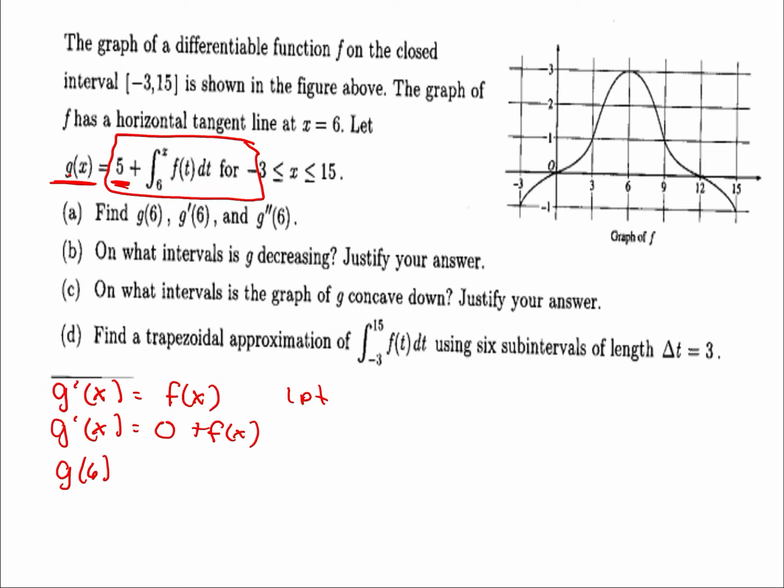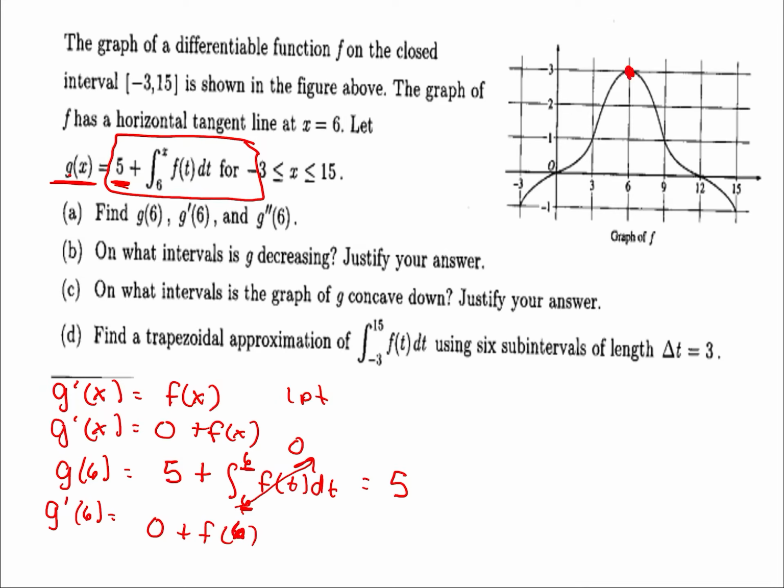And now we can find these values. So g of 6 is going to be 5, because I didn't take the derivative. The integral from 6 to 6 of f of t dt, we know from experience, anytime the limits are the same, is just 0. So my answer is 5. To find g prime of 6, we have to take the derivative of 5, which we said was 0, plus f of x, or f of 6. So what is f of 6? It's simply 3. So this would be 0 plus 3, which is 3.